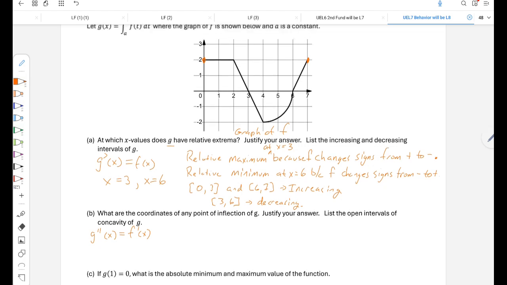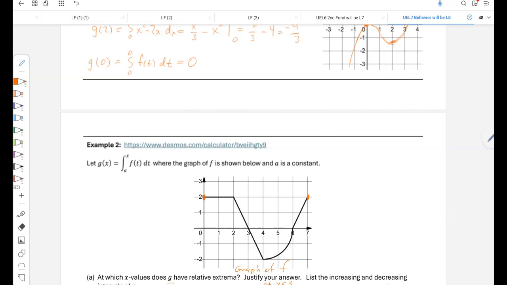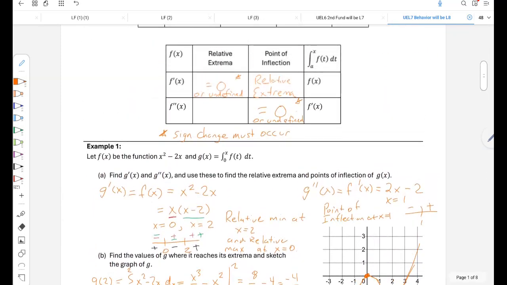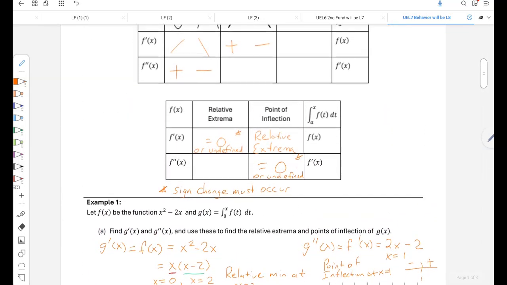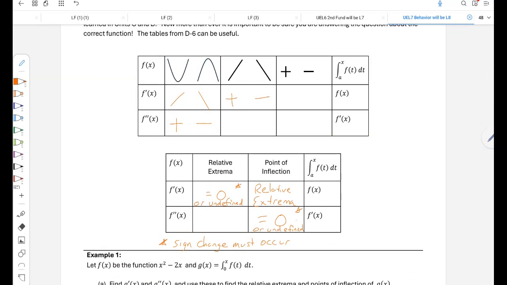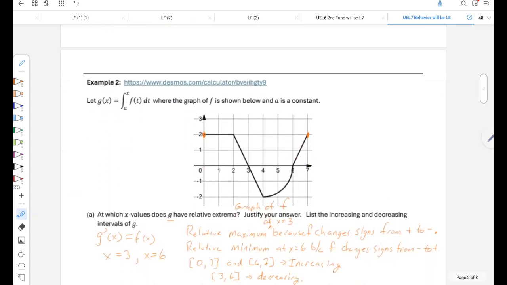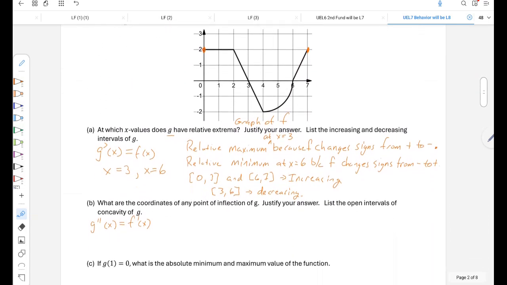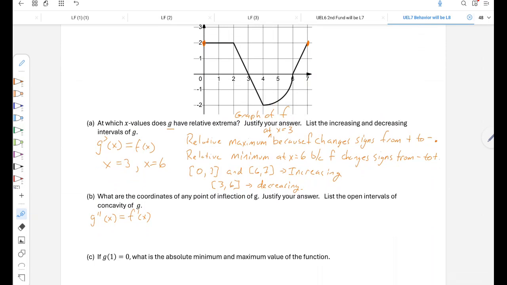Going back to our picture, though, we have a picture of, we're really looking at f prime. Sorry, that's what I'm looking for. So we're really looking at f prime. So we are looking for relative extrema. Yep, 4. So the only relative extrema we have here is x equals 4.